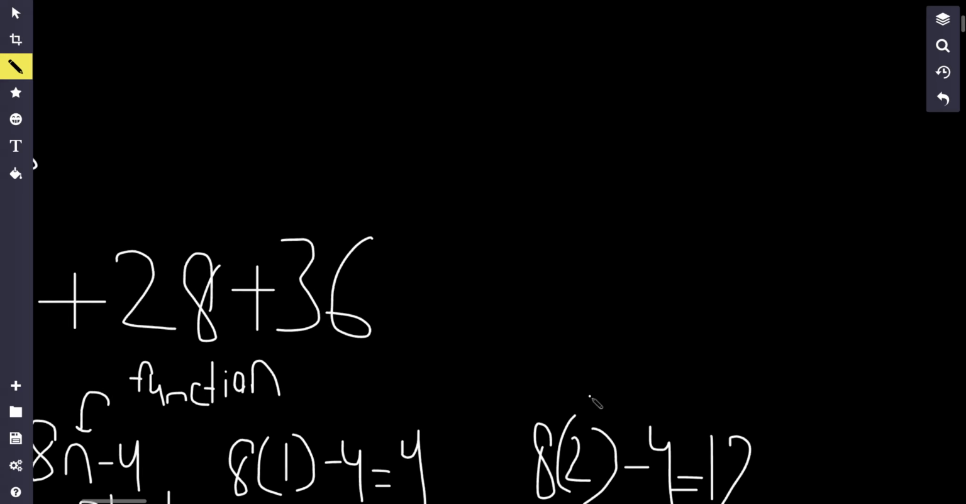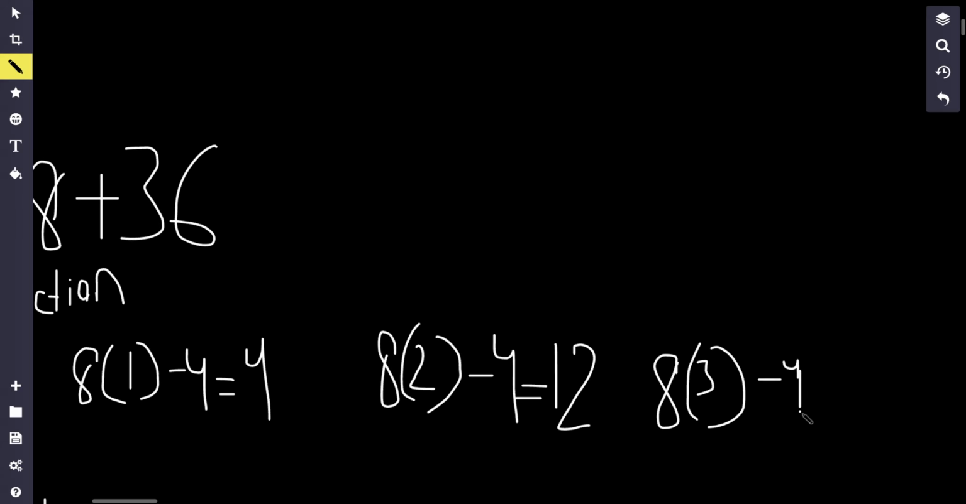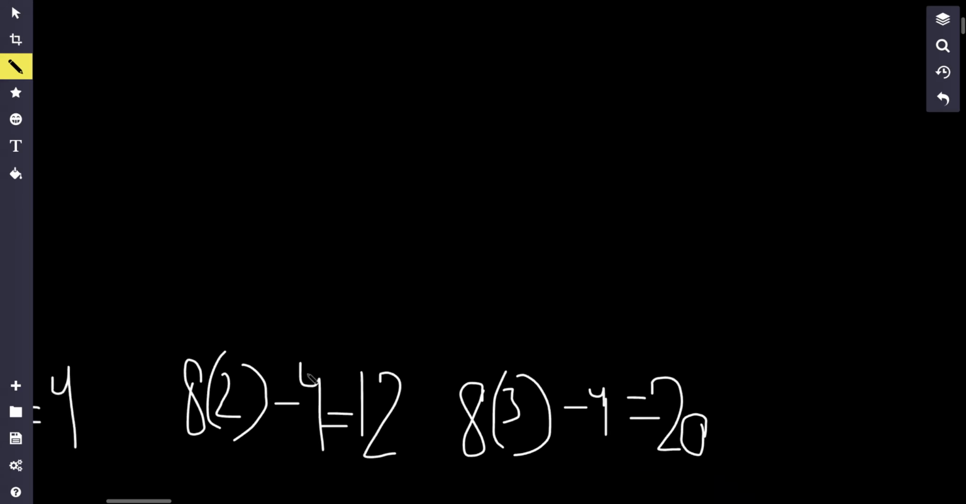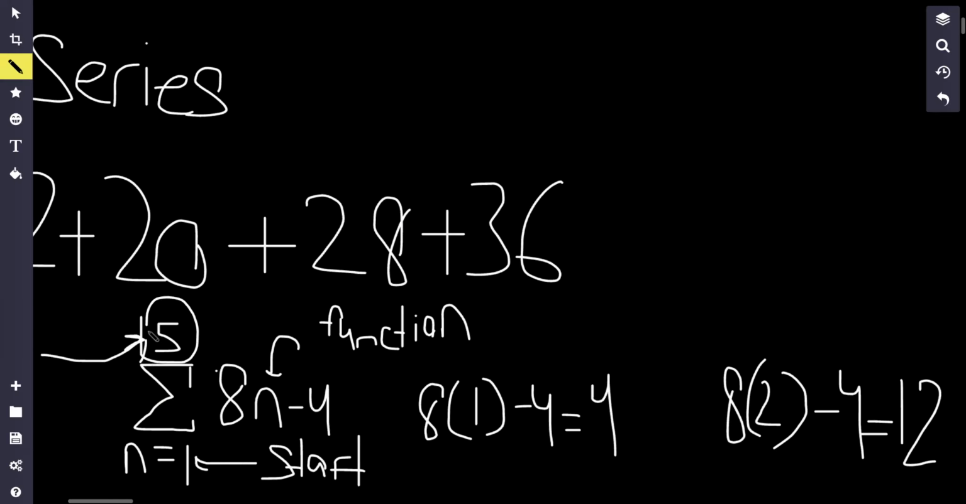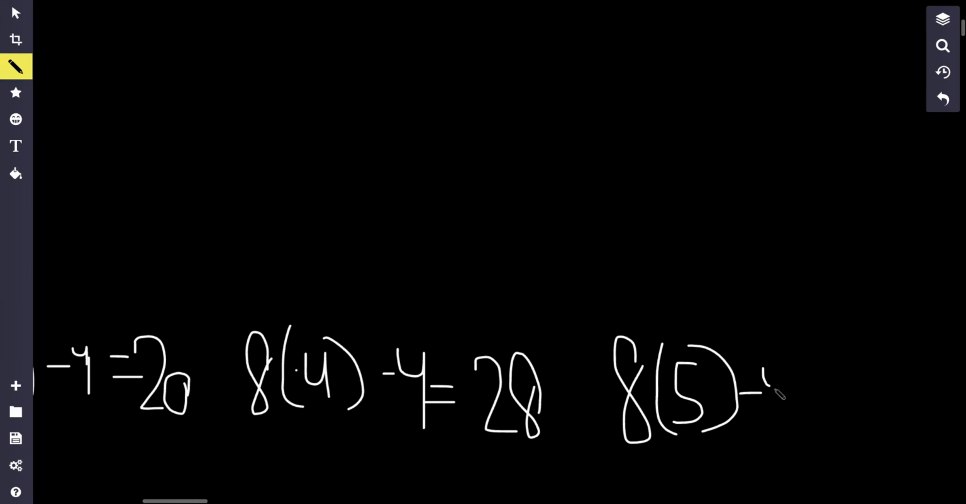So 8 times 3 minus 4 is equal to 20. You plug in 4 for n. So you're going to have 8 times 4 minus 4, which is just equal to 28. And finally, you're going to plug in 5 for n. So 8 times 5 minus 4 is equal to 36.